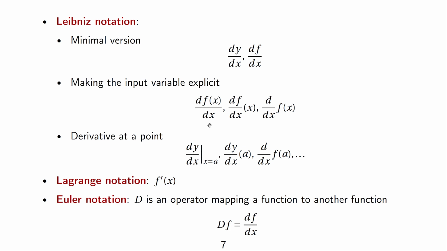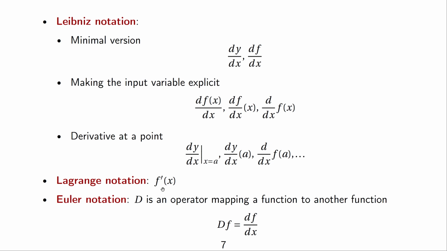Then there's also sometimes this more explicit writing of a derivative at the point. So you could have the dy dx, and then there's a bar x equals a. That means that we have this derivative, but we want to evaluate at the point x equals a, so at the point a. Or dy dx evaluated at a, or d dx f of a.